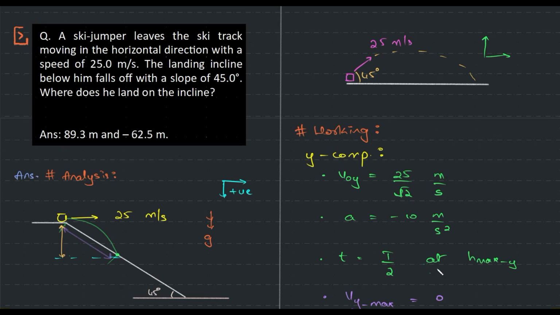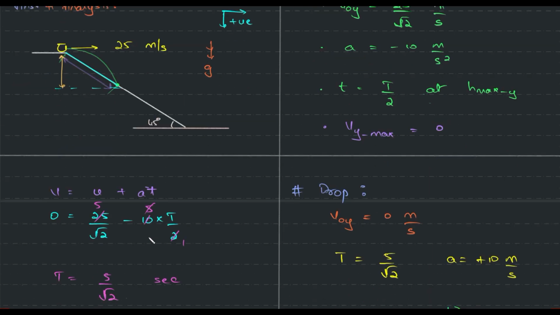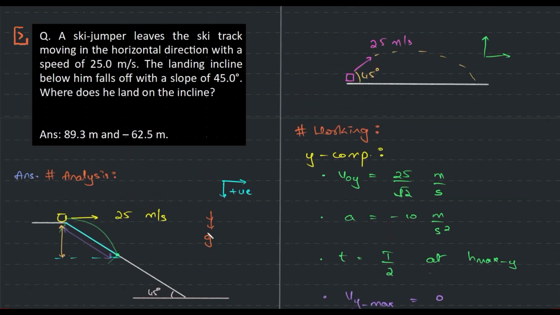Where does he land on the incline? Okay. Do they want this length? I'm getting confused about what exactly they want. Do they want this length? So 62.5, let me do that also. 62.5 into root of 2 actually. Yeah, that is 88.3. Okay, I was literally confused. So they want this answer basically. How far away, where does he land on the incline?